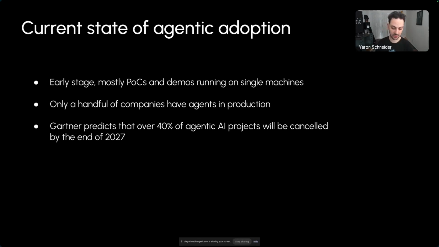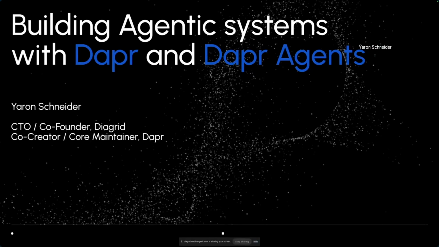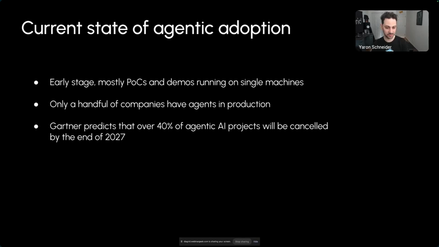Recently, Gartner released an article that says that over 40% of all agentic AI projects will be canceled by the end of 2027. I think one important thing to consider is that they're talking about 40% of agentic AI projects that are being developed now. And the reason is that there are two sides to agentic adoption today.